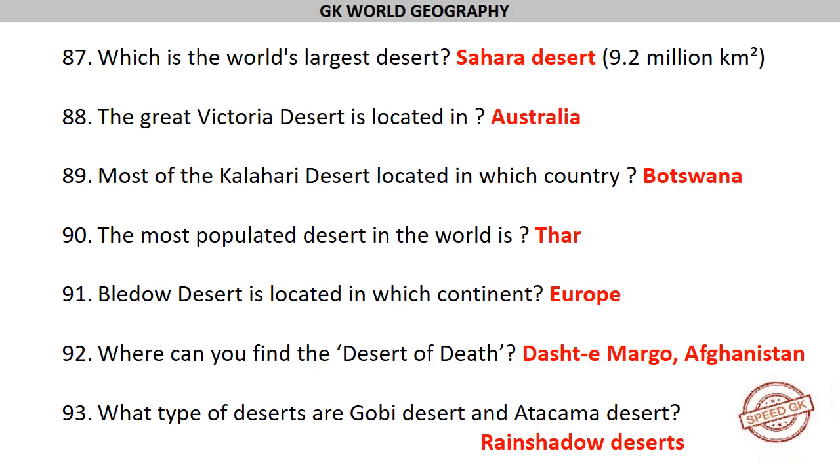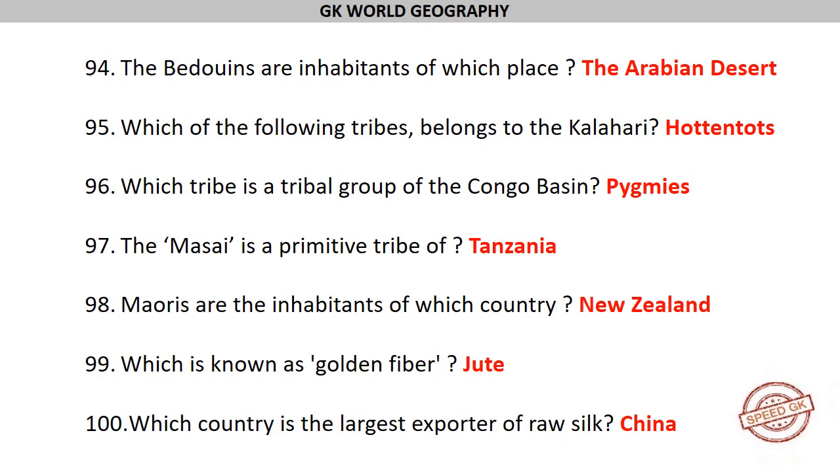Bledo Desert is located in which continent? Europe. Where can you find the Desert of Death? Dashti Margo, Afghanistan. What type of deserts are Gobi Desert and Atacama Desert? Rain shadow deserts. The Bedouins are inhabitants of which place? The Arabian Desert. Which of the following tribes belongs to the Kalahari? Hottentots.